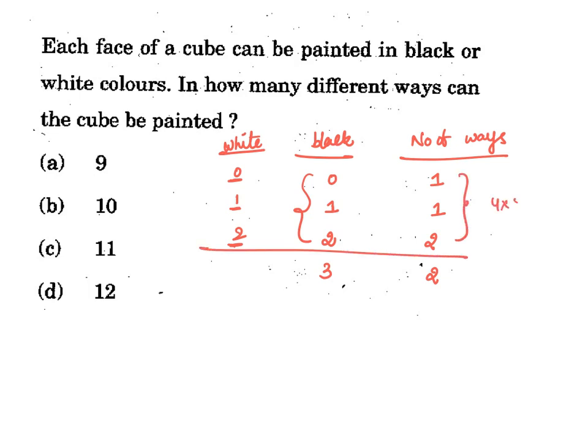So 4 into 2, 8 ways. And when I am taking 3 black colors, the other 3 would be white. So I am not writing 3 white as a separate case, because these two are the same, plus 2 ways. Overall you will have 10 ways.